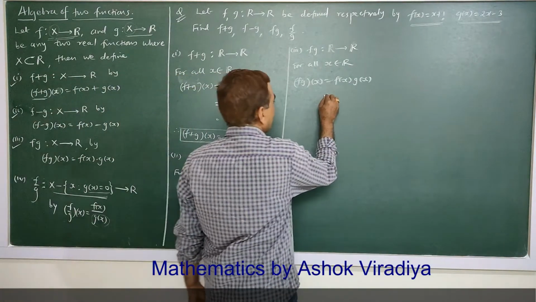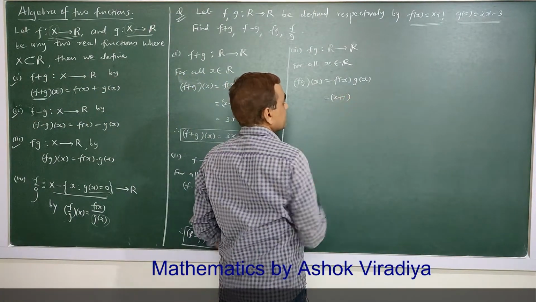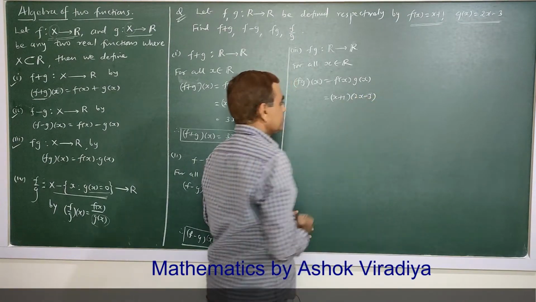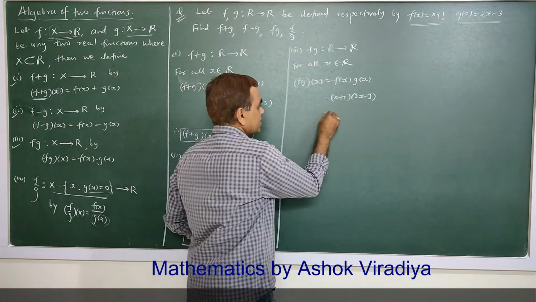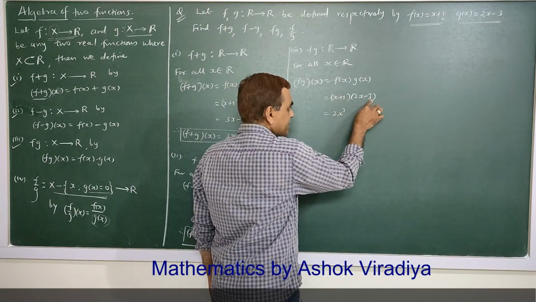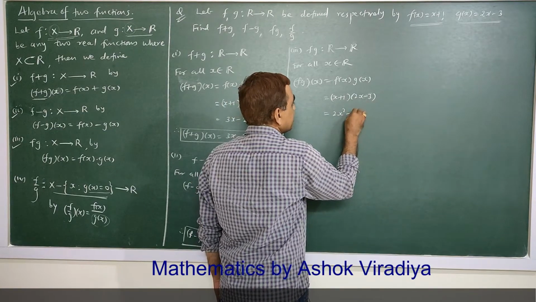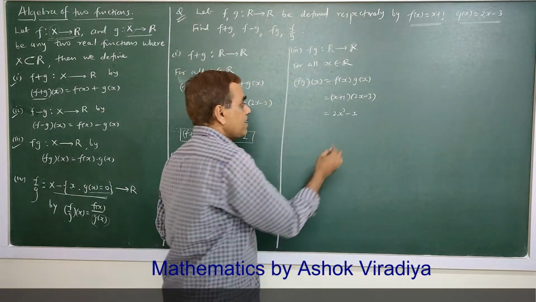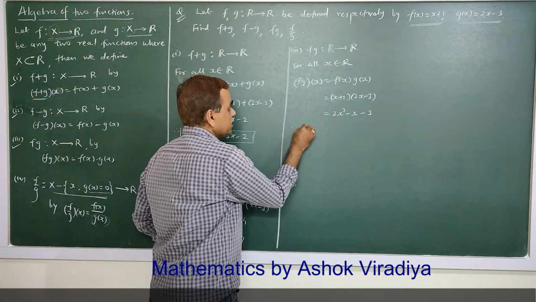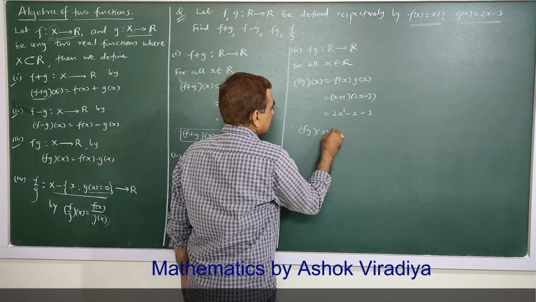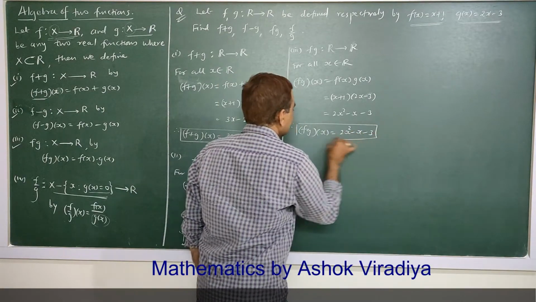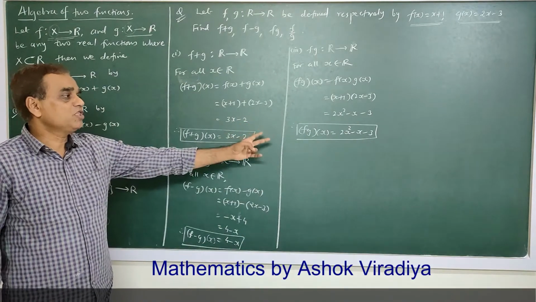f(x) is x plus 1, g(x) is 2x minus 3. So this is 2x into x, 2x square, minus 3x plus 2x, that is minus x, minus 3. So (f into g)(x) is 2x square minus x minus 3. So this is the formula for the function f into g of x.